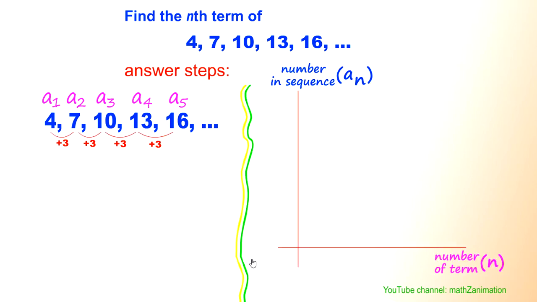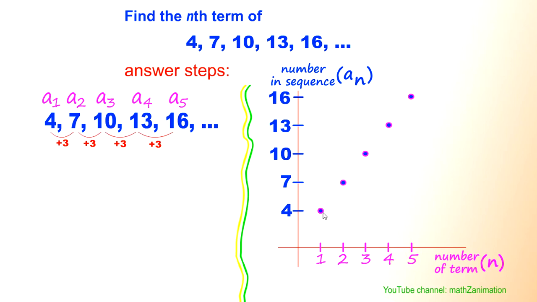Okay, and then how to interpret this common difference on the graph? The horizontal axis is the number of term, or n, and the vertical axis is the number in the sequence, or a sub n. So here the dots represent 4 as the first term, 7 as the second term, 10 as the third term, 13 as the fourth term, and 16 as the fifth term.